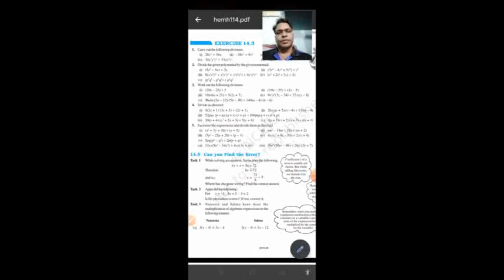Today we are going to solve exercise 14.3 of factorization. Question 3 here you can see, work out the following division. This is question number 3. Work out the following division.